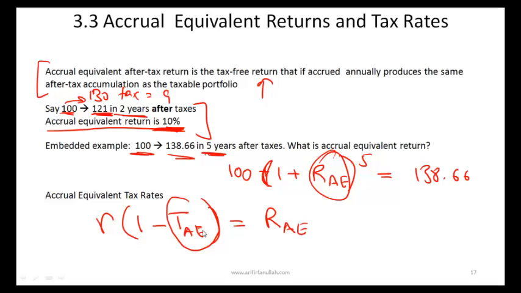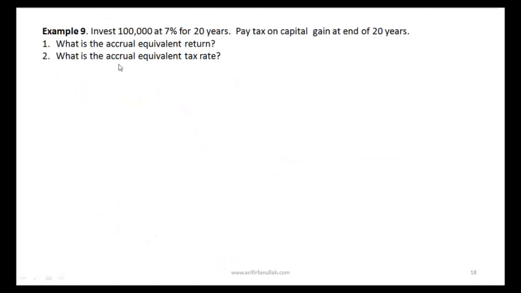I'll read from the curriculum. This accrual equivalent tax rate is the hypothetical tax rate that produces an after-tax return equivalent to the accrual equivalent return. I think the better way of just looking at it is this expression, and then what you need to do is work through example 9. It's a very straightforward calculation. I'm sure you can do it, so you just pause this video here, do example 9, and then you will be on top of this concept of accrual equivalent return.